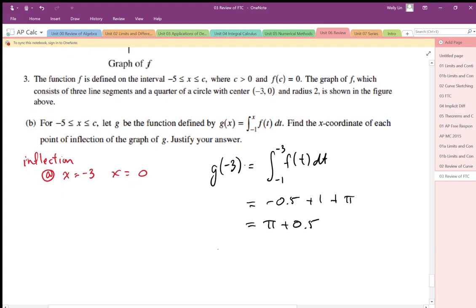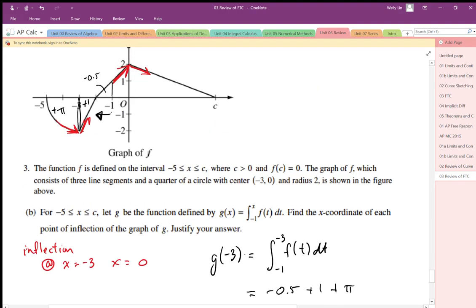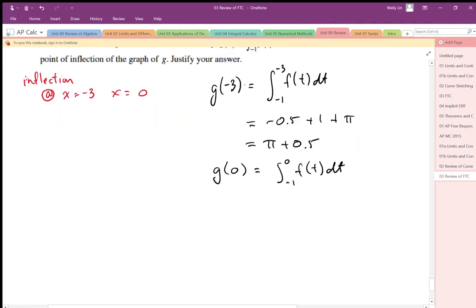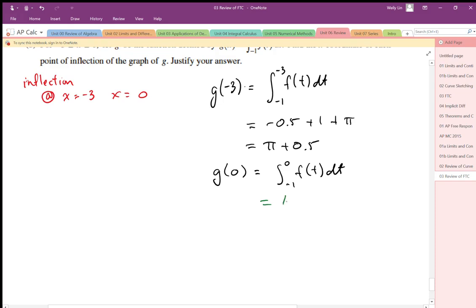We're also going to work out the value of g of 0, but now g of 0 is going to be going in the positive direction. So when we look at 0 from -1 to 0, I'm going to do this in a different color, green. This area in here, this trapezoid area, is above, so it's positive. That trapezoid area we're going to work out to be 1.5. Yeah, that's definitely 1.5. So then g of 0 equals 1.5. Okay, so there it is.